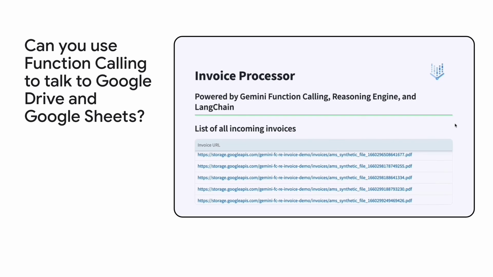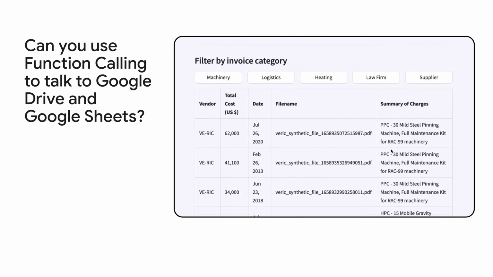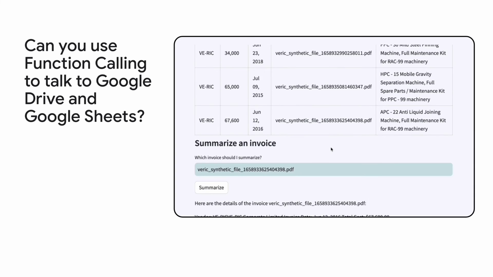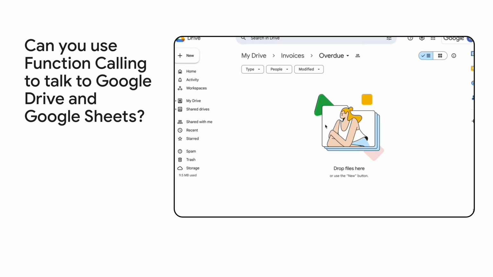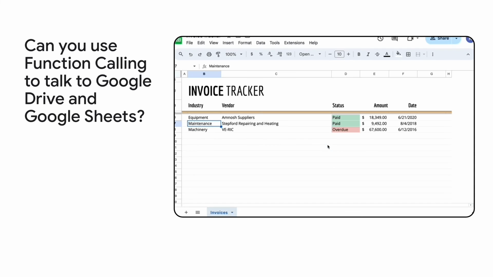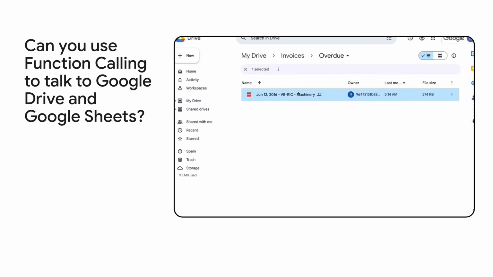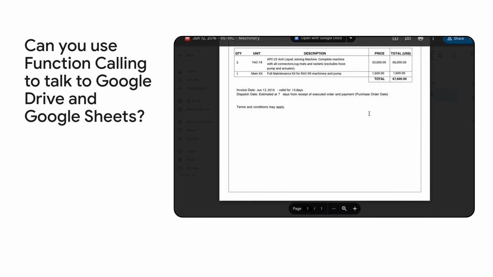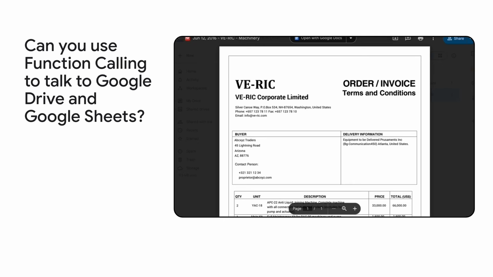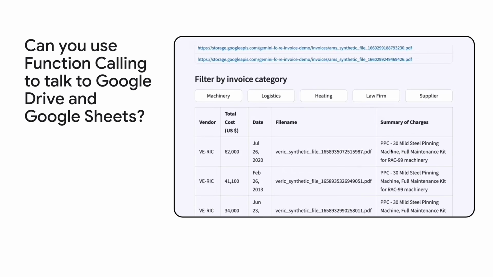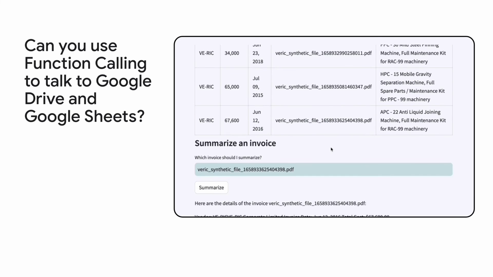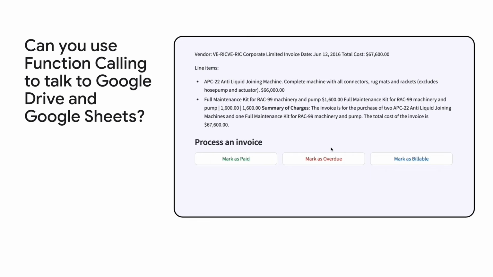This particular application helps us work with hundreds of documents by using function calling to group them by industry, summarize the contents of the invoices, and then based on how we want to mark a particular invoice as paid or overdue or billable, it'll then upload the invoice to a particular folder in Google Drive and update a row in a Google Sheet that we can follow up on later. And in this app, all of the backend reasoning and API calls are powered by the Gemini model and function calling, so the app can perform very complex tasks and actually take action along the way.